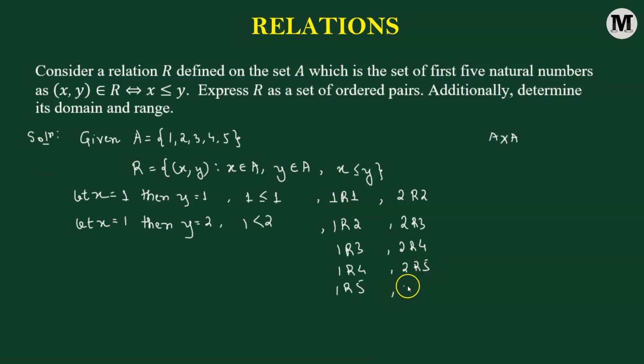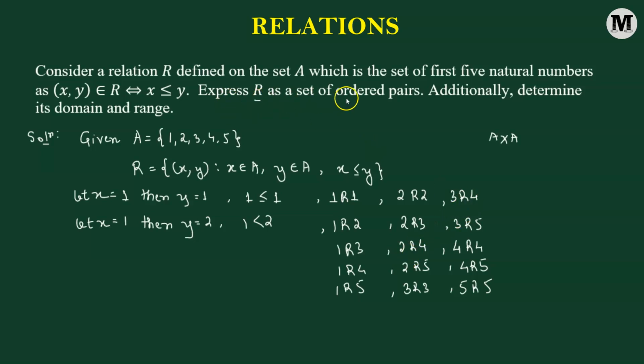Okay. Next, we can pick up 3R3. Then we can pick up 3R4. Next, we have 3R5. If we pick x to be equal to 4, then we have 4R4, and we can have 4R5. And then finally, we have 5R5. So these are the possibilities. So we have 1, 2, 3, 4, 5, a total of 15 ordered pairs that are possible.